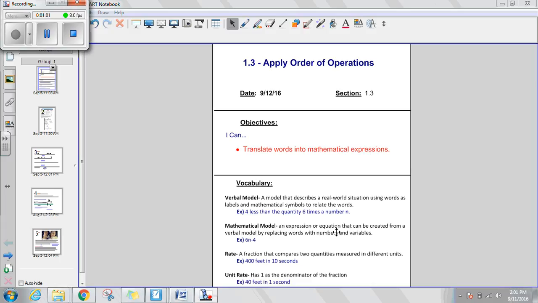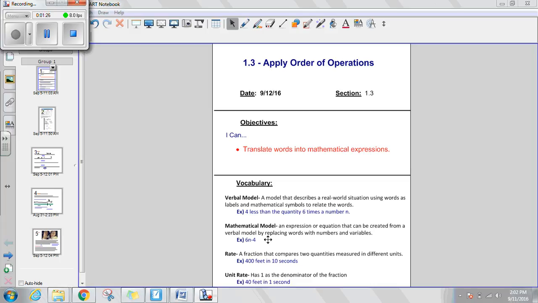If we were to translate that into a mathematical model, well, a mathematical model is just an expression, and we learned about those a couple days ago. It's just an expression or an equation that can be created from a verbal model by replacing words with numbers and variables. So for example, we would translate 4 less than a quantity 6 times the number n, that verbal model, into 6n minus 4.